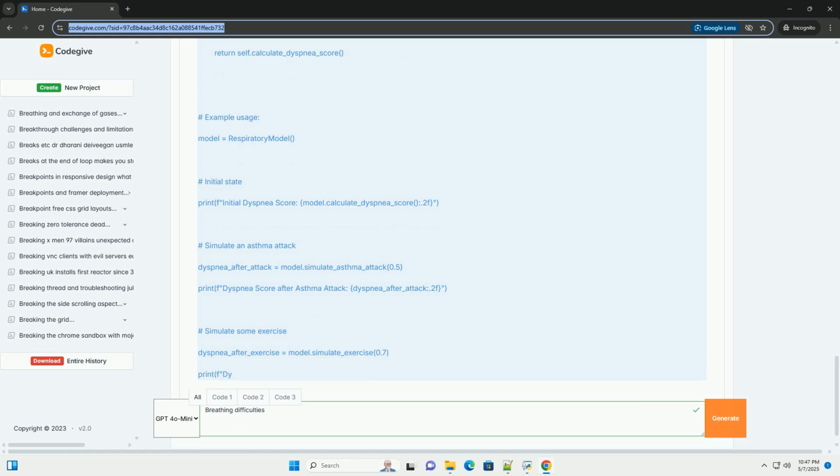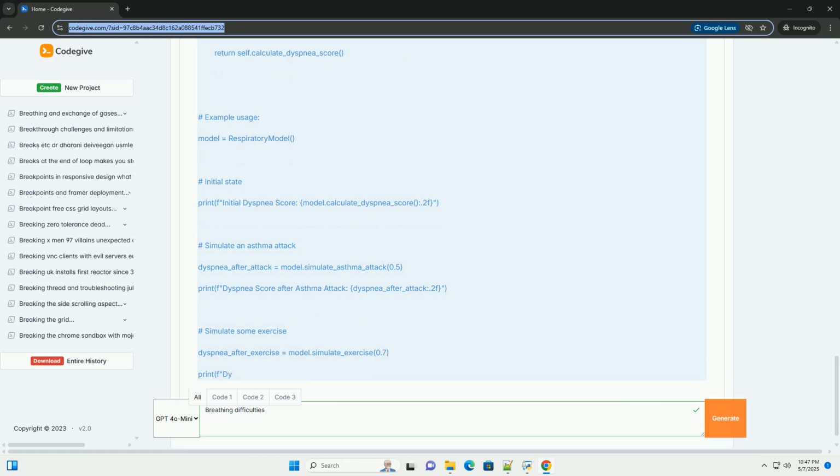Physical exam: assessing vital signs, heart rate, respiratory rate, blood pressure, oxygen saturation; listening to lung sounds, wheezes, crackles, decreased breath sounds; checking for signs of heart failure, edema, jugular venous distension; and examining the chest and abdomen.